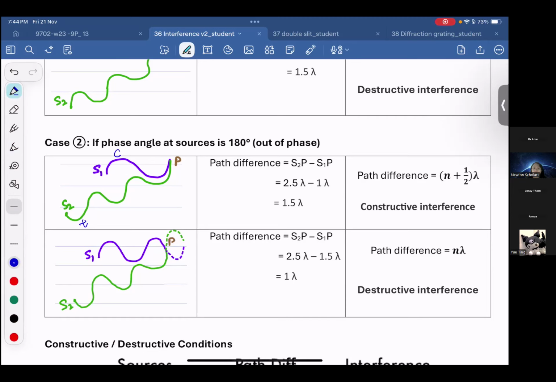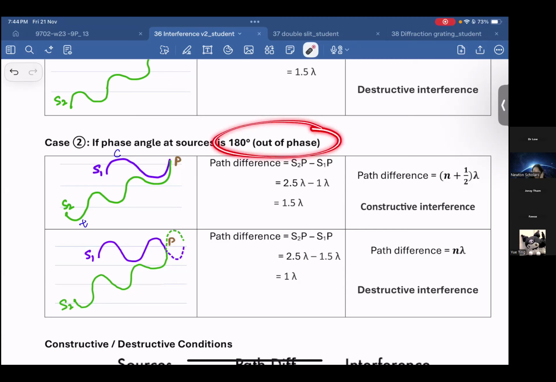So when you want to solve the problem, you first have to find out whether the waves come out in phase or not in phase. This is the first thing. So if they are out of phase, you look at this diagram, this is 1 complete wavelength. The green one is 1, 2, 2.5. 2.5 minus 1, you get 1.5 wavelengths. From the diagram, you will see that this is trough and trough. Actually, they become constructive interference.